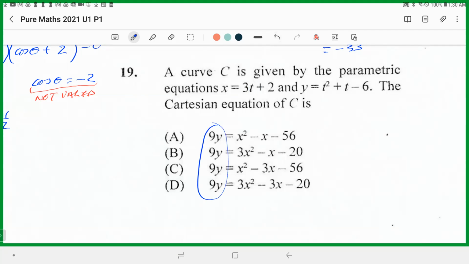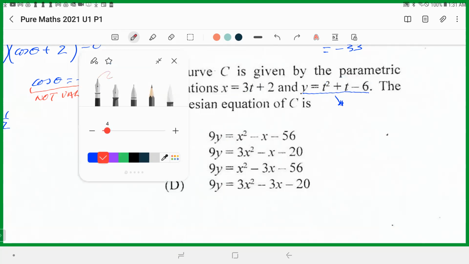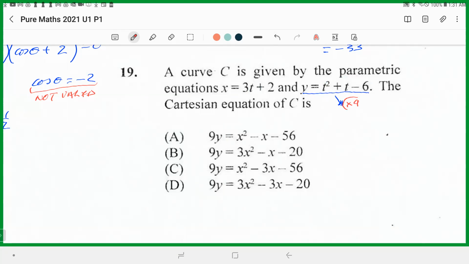I can see the answer has 9y, so I'm going to create my 9y. The answers are on the paper, you have to use them. So from this, I'm going to multiply by 9 to create my 9y. Then all I need to do is substitute into the right side. Multiply by 9 just because the answer is there and I can see they express it with 9. Use it to help you. Don't work blind. So 9y equals 9t squared plus 9t minus 9. 9 times 6 is 54.